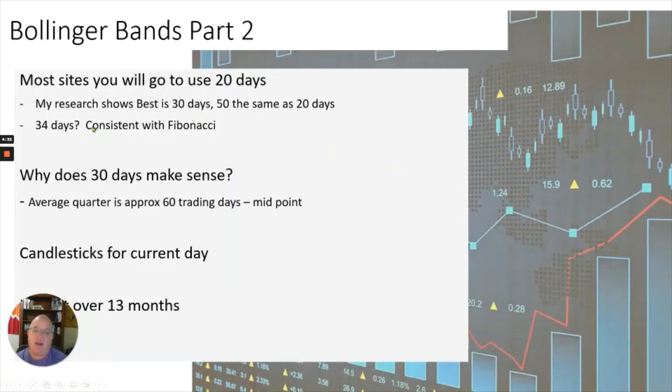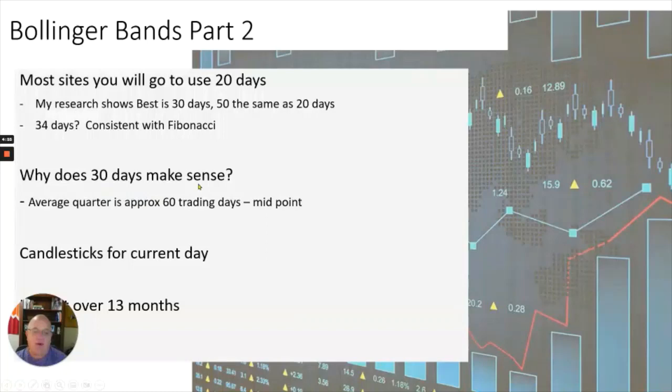So I did have somebody email me. I thought it was kind of interesting. We're going to get to another lecture inside of here on technical analysis about Fibonacci. It's another number sequence that people look at, and one of the Fibonacci numbers is 34 days. So they wondered if 34 days might work as well, and that's something I'm going to go back and look at. But anyway, you can set the number of days that you want. I always use 30.